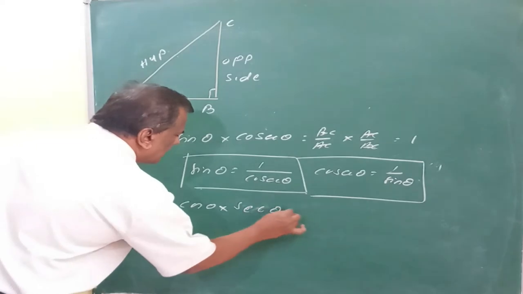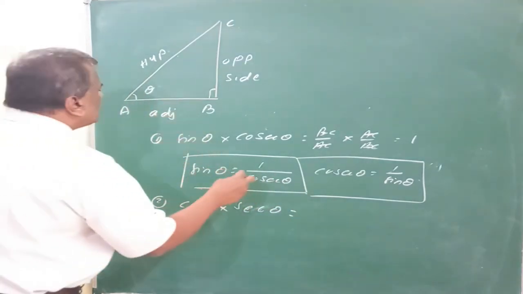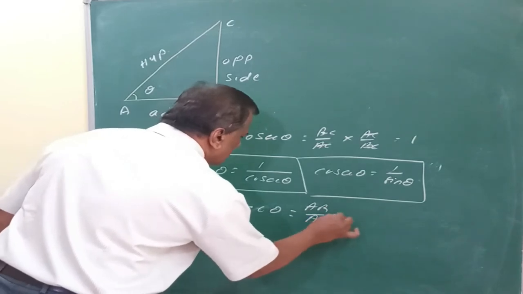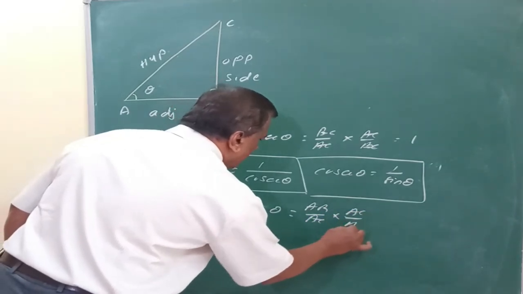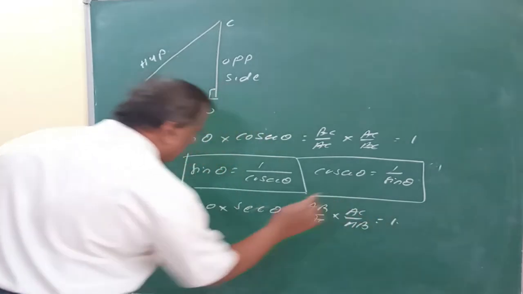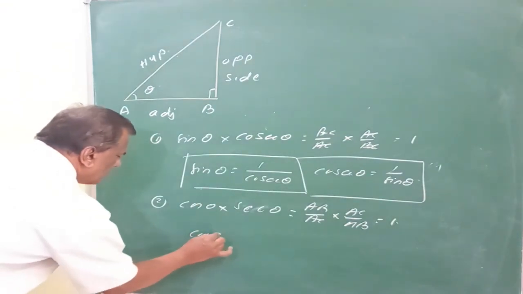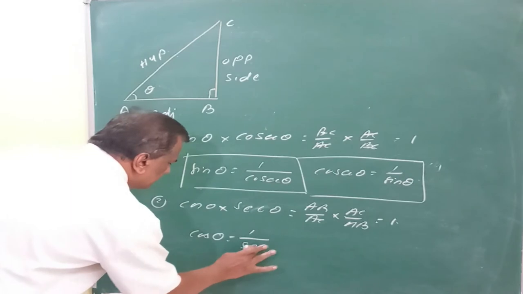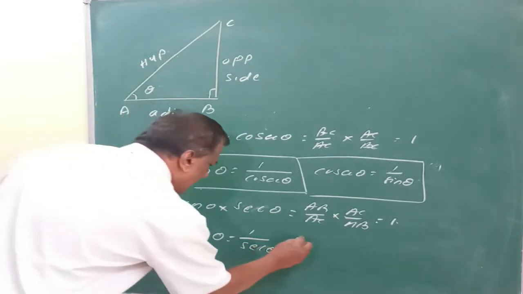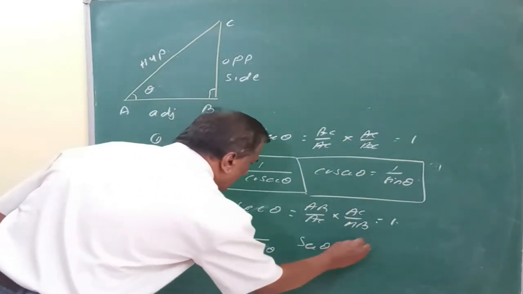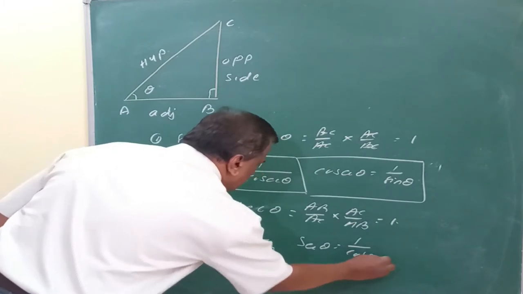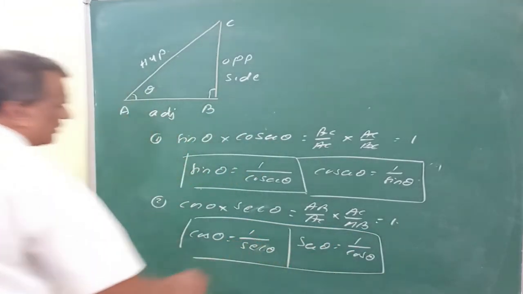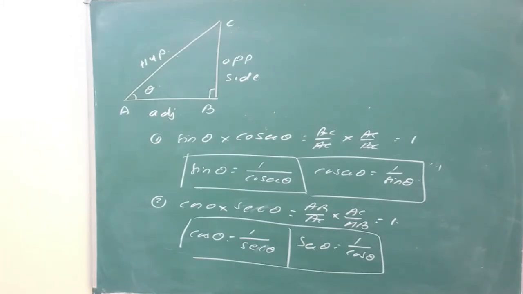Cos theta into sec theta. Cos theta is AB upon AC, sec theta is AC upon AB, so the product is 1. So cos theta is equal to 1 upon sec theta, or sec theta is equal to 1 upon cos theta. This is the second thing you should remember. Again, it is true for any angle theta.